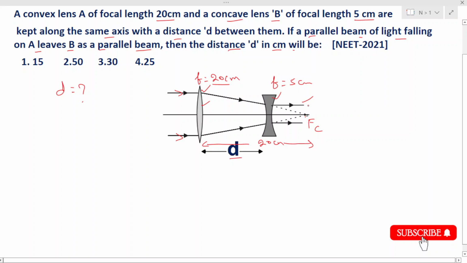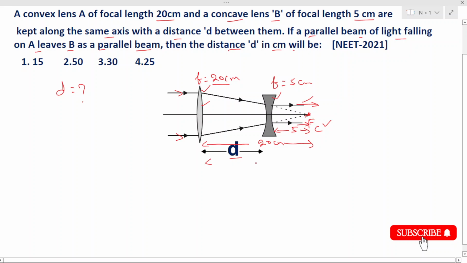Now the condition is the emergent ray should be parallel. For this to happen, we have to place the concave lens at such a position where this focus of the convex lens will be the focus of the concave lens. The reason is, we know that when the object is at focus, the image will be formed at infinity. That is, the emergent ray will be parallel. So that means this point should be the focus of the concave lens. That means indirectly we can take this distance as 5 centimeters.